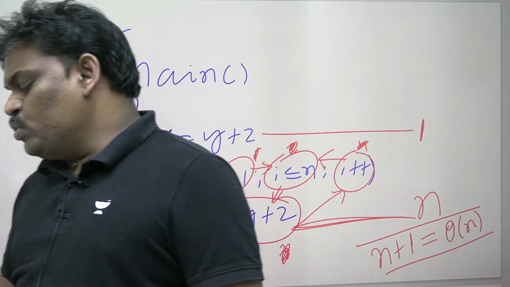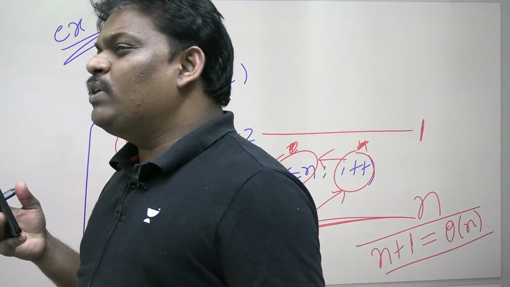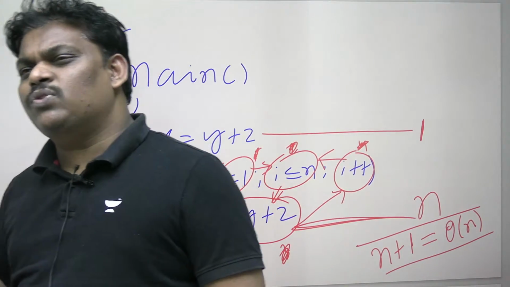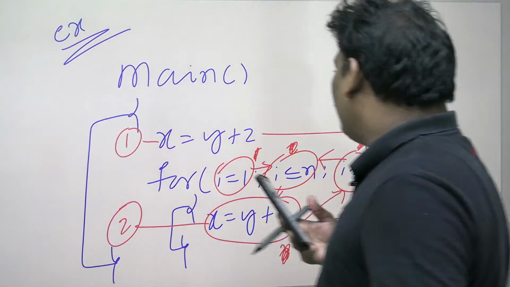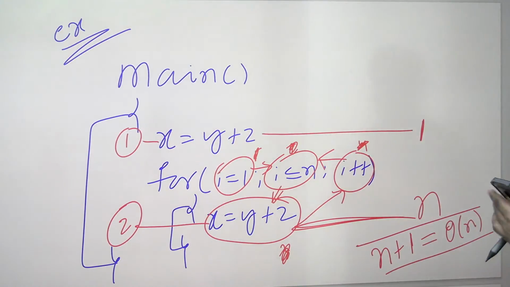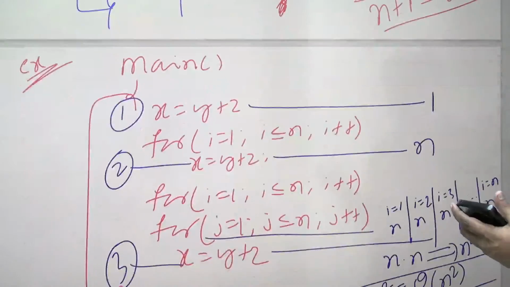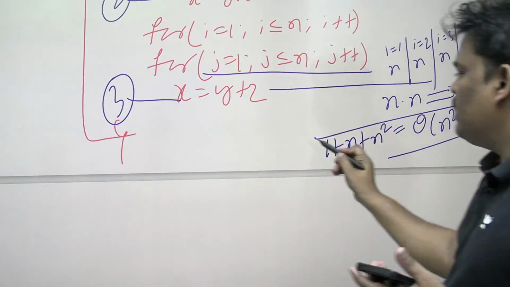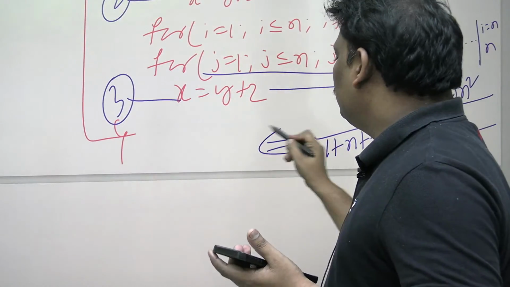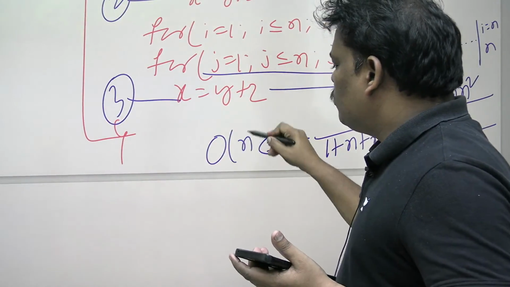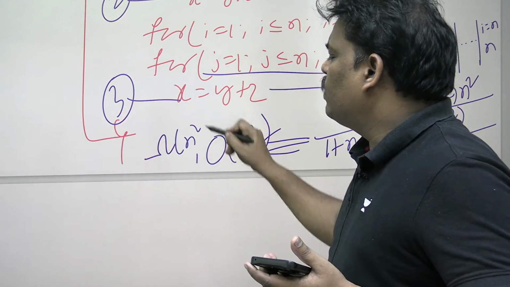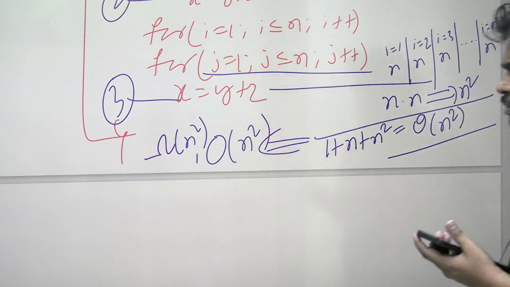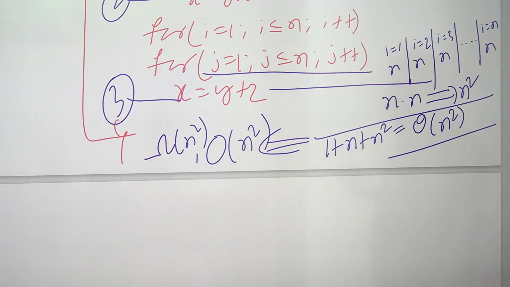So you have to use theta. When you are using theta, you can use big O also, you can use omega also. When I write theta of n square, you can write big O of n square also, and you can write omega of n square also. You can write whatever symbol you like. Theta means big O also, omega also.